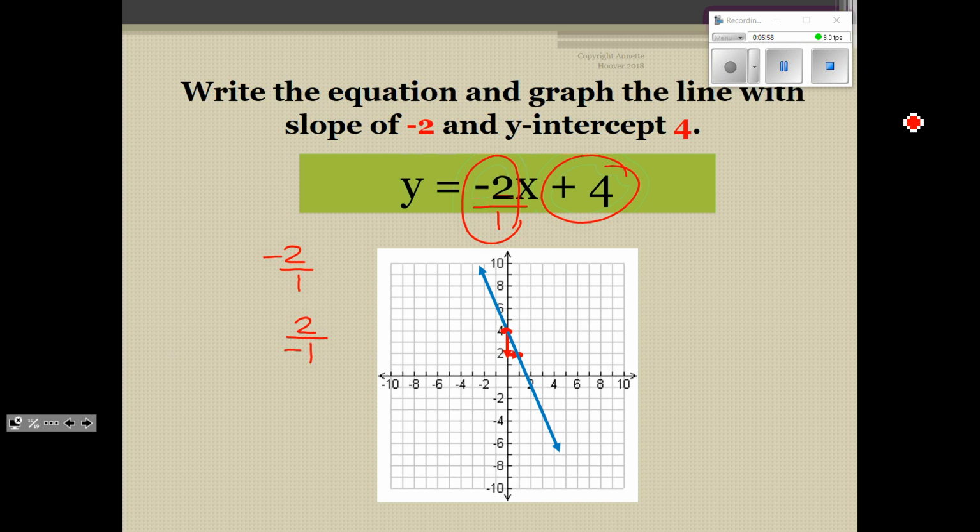There's my second point. And if you're more comfortable, you can do this slope over and over again. I could go down 2 to the right 1 again, down 2 to the right 1 again. My line's a little off, but you can do the slope over and over again.